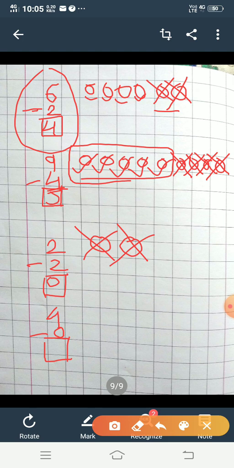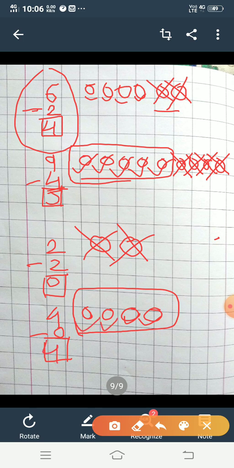See here, 4. We have to draw 1, 2, 3 and 4 circles. And how many circles will we have to take away? 0. 0 means nothing, so we take nothing away. If we don't take anything from these 4 circles, the answer will be the same, 4 circles. 1, 2, 3, 4. So the answer is 4.